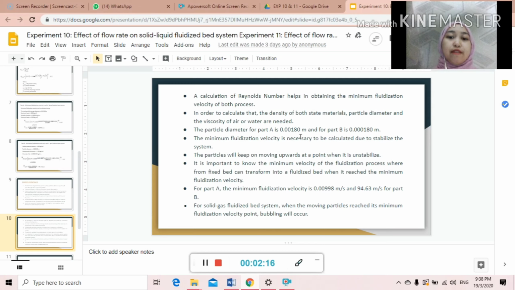For part A, the minimum fluidization velocity is 0.00998 meter per second and 94.63 meter per second for part B. For the solid gas fluidized bed system, when the moving particles reach the minimum fluidization velocity point, bubbling will occur. So that's all. Thank you.